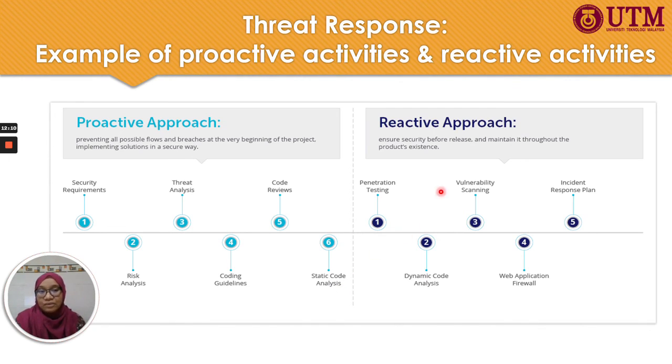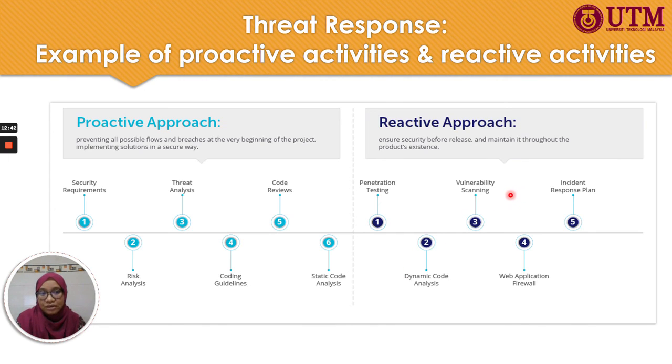And then what about the reactive? Reactive means when anything has happened. So we do the pen test, of course, to detect where the problem starts and until where it goes. And then we do the dynamic code analysis. Dynamic means the code is still running, you cannot stop the operation of the software or the apps. So you need to detect and stop the threat. That's why it is called dynamic.